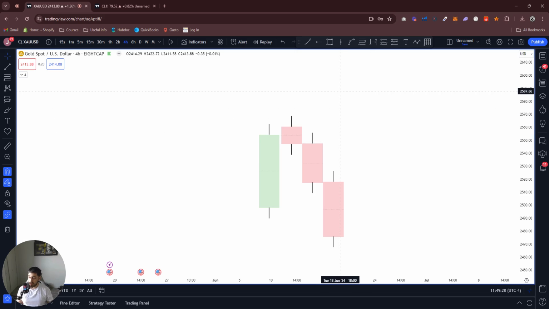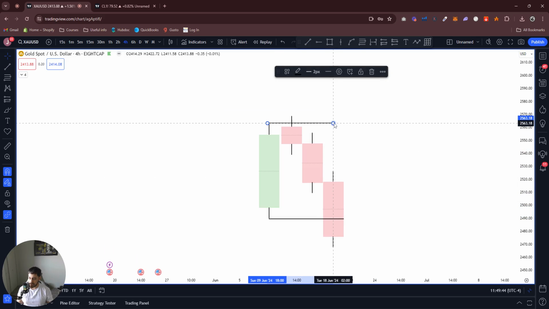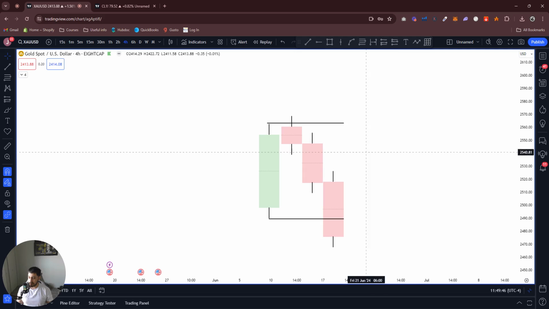So CRT, candle range theory. We're going to be using candles as ranges, okay? Basically, and this is fractal, you can use this on any time frame, but we're pretty much going to be using candles as ranges. Ideally, you want to get into the distribution candle, okay? So let's say this candle here is going to be our range.